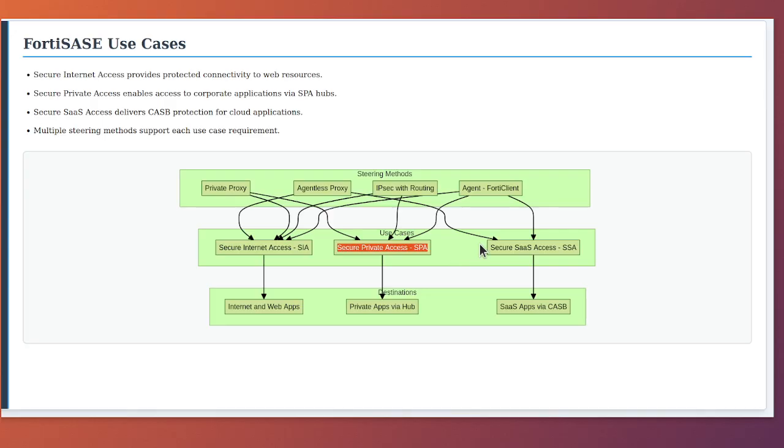Secure Software as a Service Access, abbreviated as SSA, provides secure access to software as a service applications through Cloud Access Security Broker, or CASB, integration. FortiSASE offers both inline CASB for real-time inspection and API-based CASB for deeper cloud application monitoring and control. Each steering method has specific deployment requirements and advantages. The choice depends on factors such as device management capability, network architecture, and security requirements.